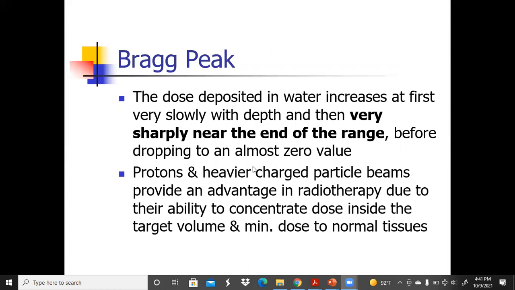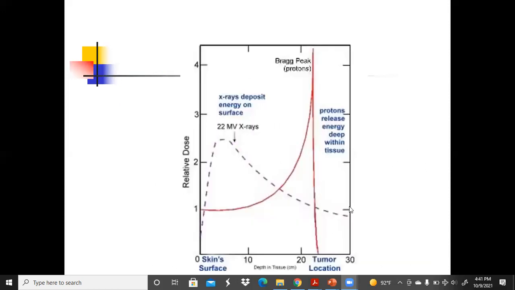And we saw the Bragg Peak earlier. The dose deposited in water increases at first very slowly with depth, and then very sharply near the end of the range before dropping to an almost zero value. Protons and heavier charged particle beams provide an advantage in radiotherapy due to their ability to concentrate dose inside the target volume and minimize dose to normal tissues. That's what this is discussing.